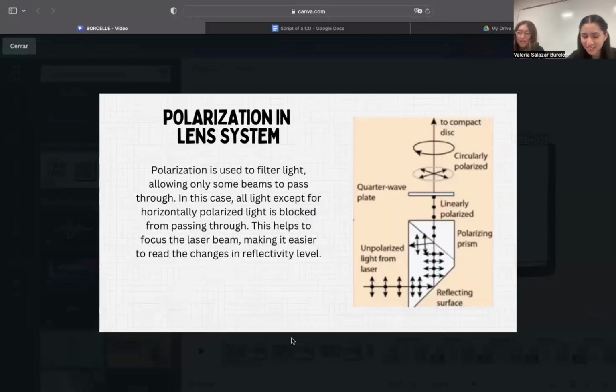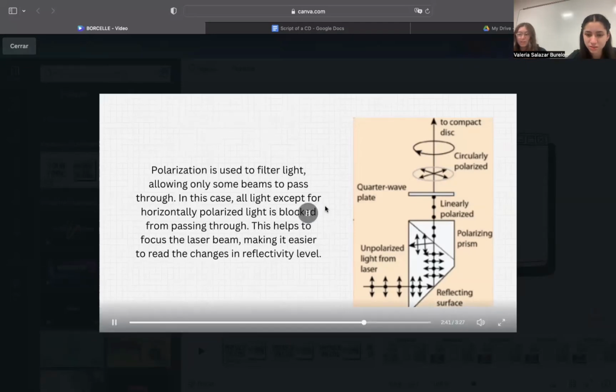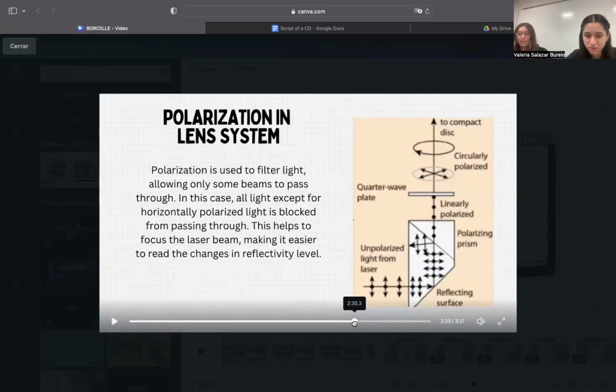These central beams pass through a polarizing beam filter, which horizontally polarizes them. This polarized light is then focused through an objective lens onto the disc. Polarization is a way to filter light, which allows only some beams to pass through. In this case, all light except for horizontally polarized light is blocked from passing through the lens. This helps to focus the laser beam, making it easier to read changes in reflectivity level.